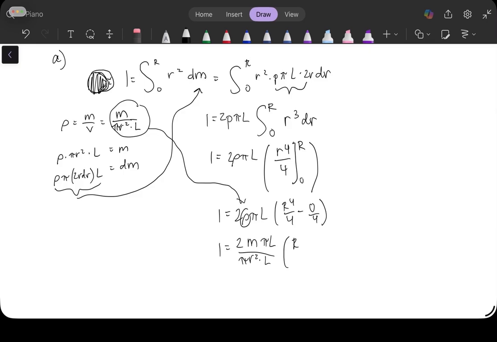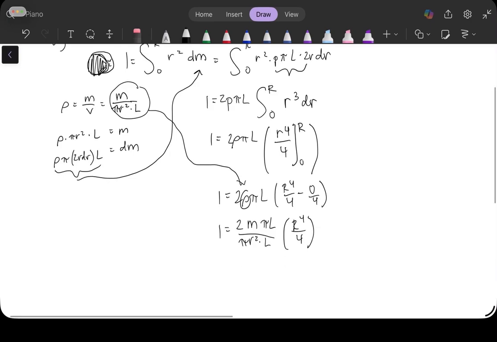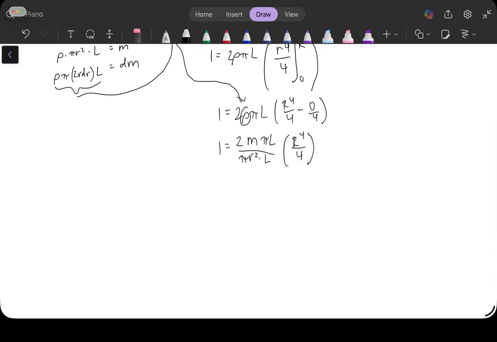And this will just simplify to r to the power 4 over 4. And we can cancel some things out. So L will cancel. This 2 will cancel with this 4. This r will cancel with this r. And then these pi's will cancel. And so ultimately, inertia will simplify to be m r squared over 2.